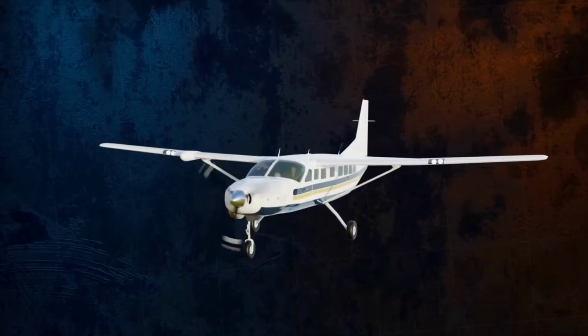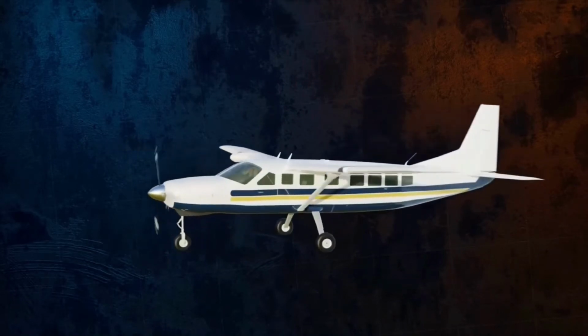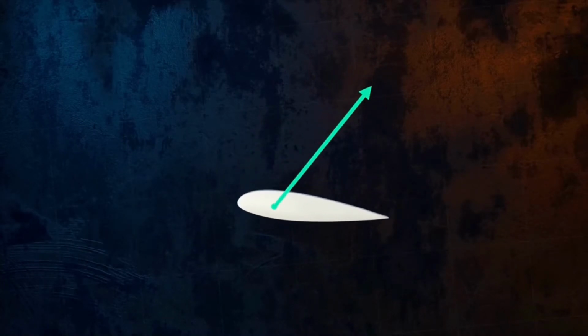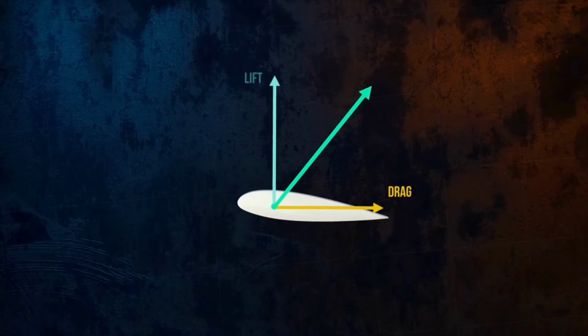When fluid flows past an object, or an object like plane wings moves through a stationary fluid, the fluid exerts a force on the object, which can be split into a component acting in the same direction as the fluid flow called drag, and a component acting perpendicular to the flow direction called lift.